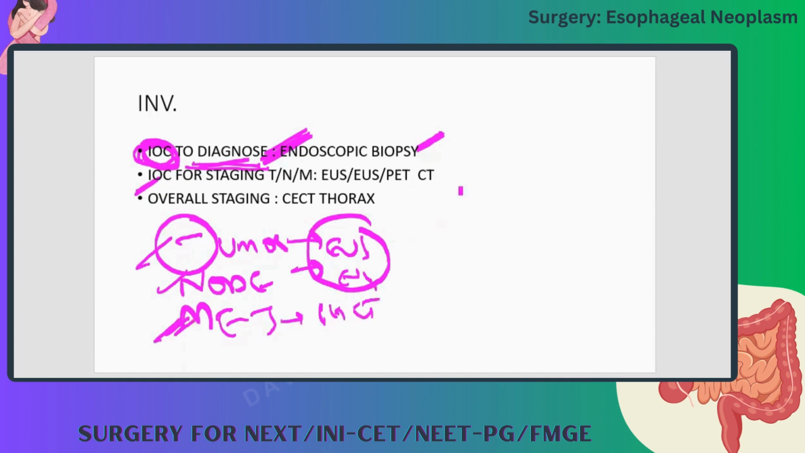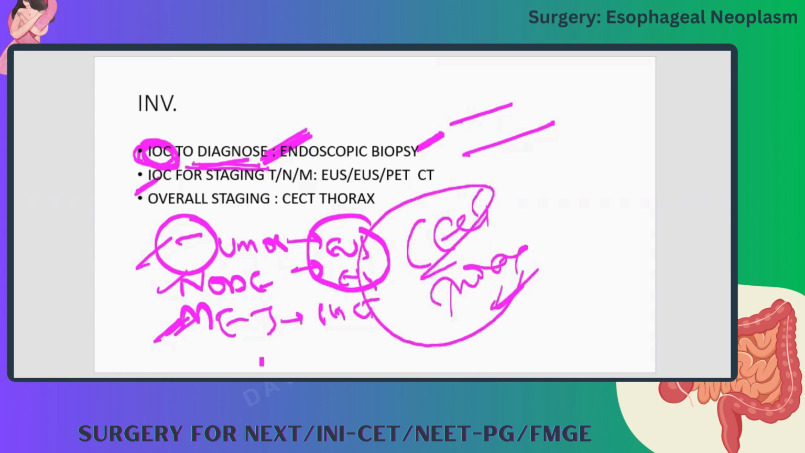But if in the question they don't ask for T, N or M separately, the questions come like this: esophageal cancer, the investigation of choice for diagnosis, that is biopsy. The investigation of choice for T staging, that is endoscopic ultrasound. For N staging, that is also endoscopic ultrasound. If they don't give anything and just ask you overall staging, what is the investigation of choice for staging of esophagus, then it is CECT thorax. Okay, clear? If they ask specifically, then T, N, and M. If they don't ask specifically, it is overall, CECT thorax.